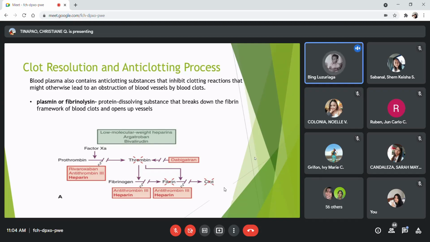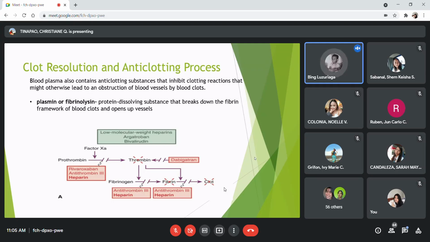Fibrinogen is inactive, like angiotensinogen, which we have discussed. Prothrombin, pro meaning before, is still not active. So prothrombin will become thrombin, and fibrinogen will become fibrin. What would catalyze the formation of fibrin from fibrinogen? It is your thrombin.